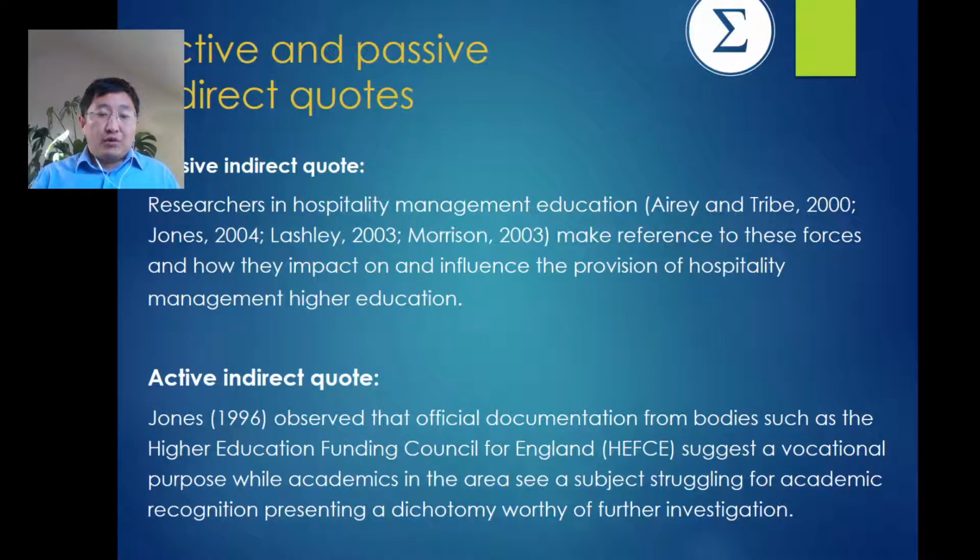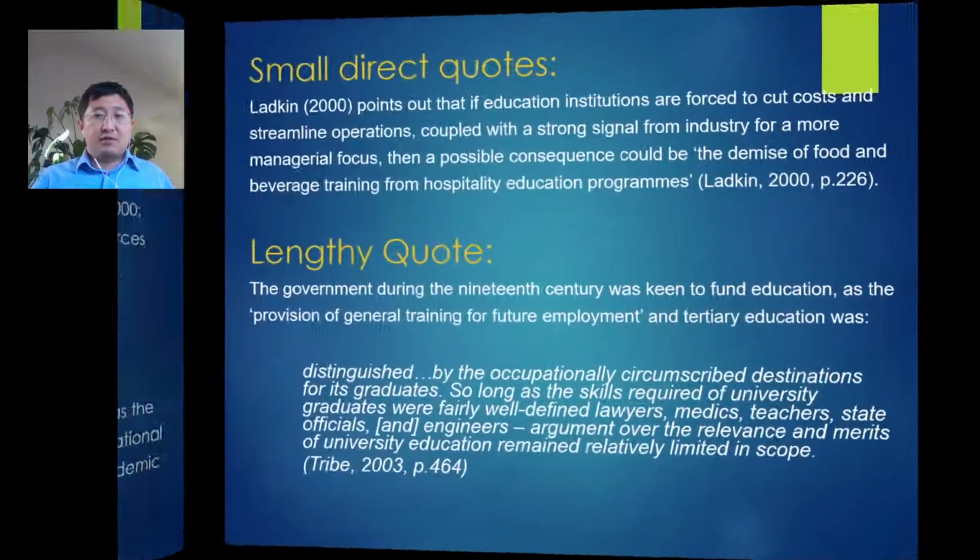Occasionally you would want that article to become active in your sentence. That is here. The example is presented here. You say Jones 1996 observed that something happened. So the article itself becomes active. So you take the author from within the brackets and put it outside. So that is how you do it in terms of technical implementation of the Harvard style referencing.